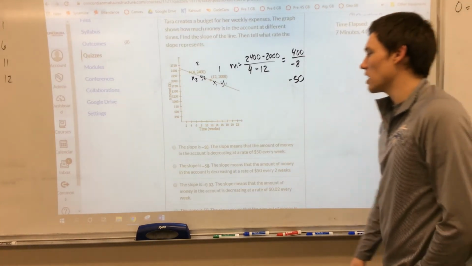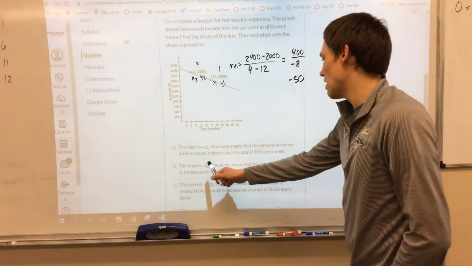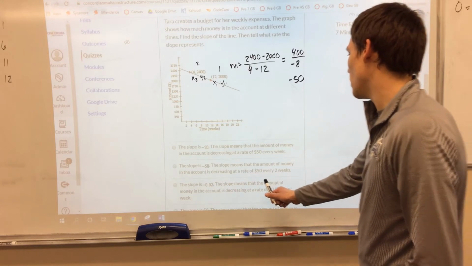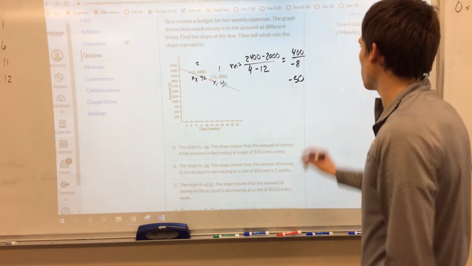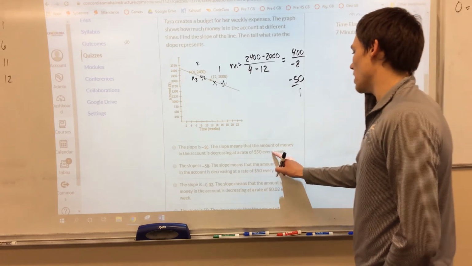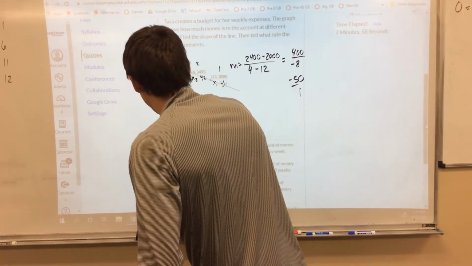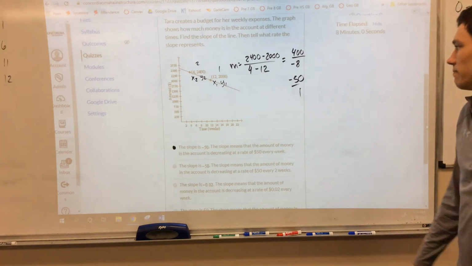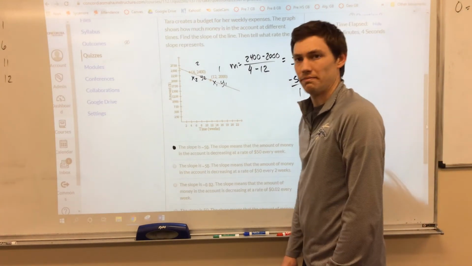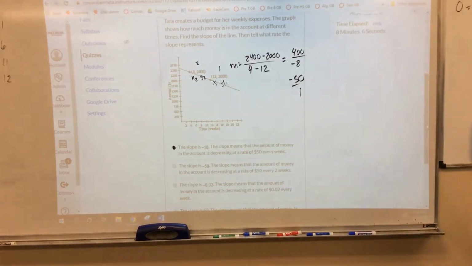So if the slope is negative 50, it means that the amount of money in the account is decreasing. The money is decreasing at a rate of $50 every week or every 2 weeks? Well, it's 50 over 1, so it'd be every week. So that's your answer. If you have any questions, feel free to email me.